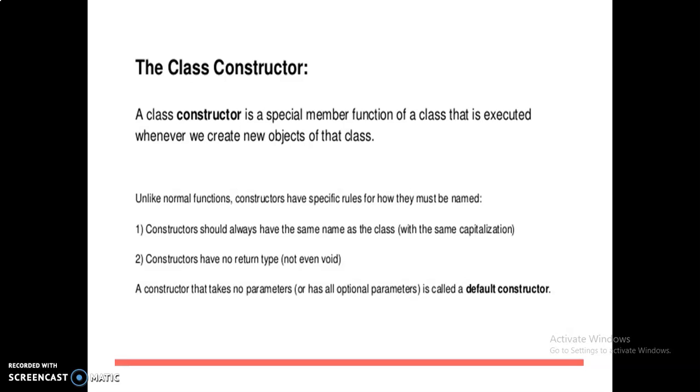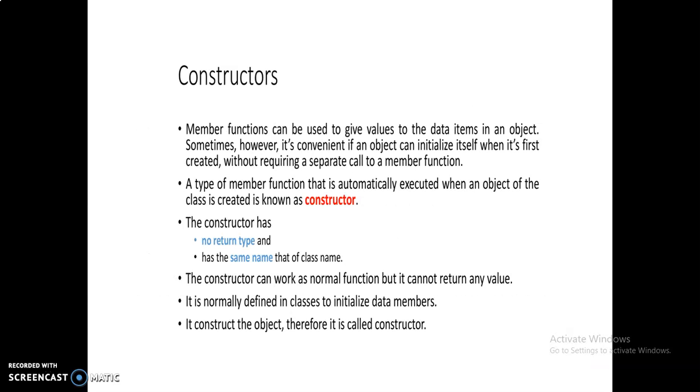So these two are the most important things between member functions and the constructor. The first one is that the constructor should always have the same name as the class name. The second one is that a constructor has no return type, not even void. A constructor that takes no parameters or has all optional parameters is called the default constructor.